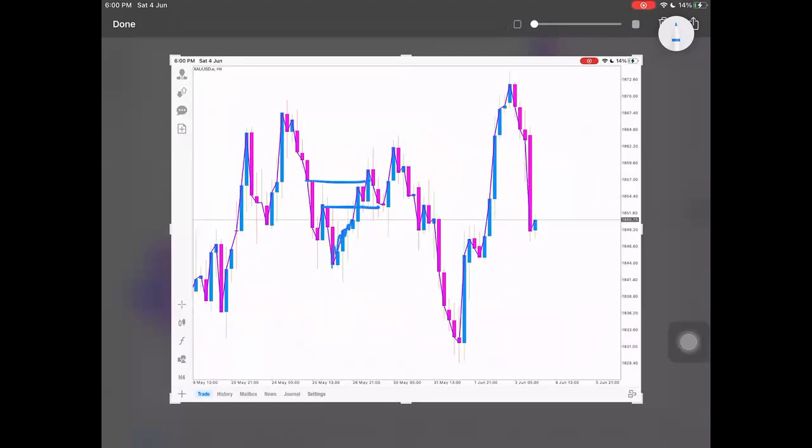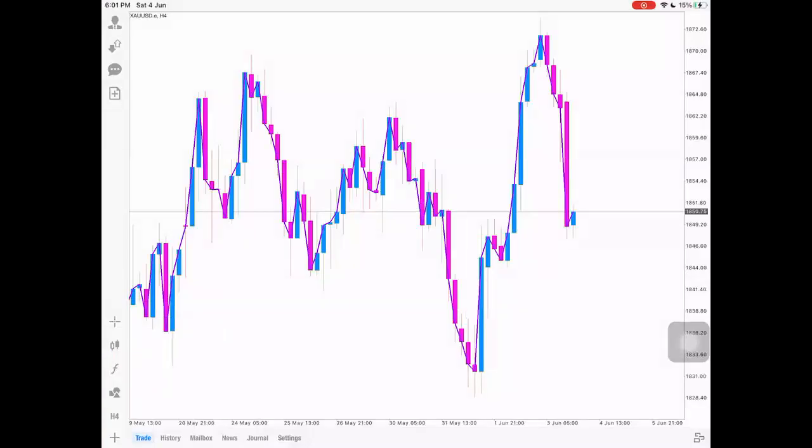Price comes, reacts at this, starts a mini sell story, goes down, starts a mini buy story, boom, boom, goes back here, comes back there, goes back here, comes back here. You see, it just moves from support to resistance, support to resistance, support to resistance.